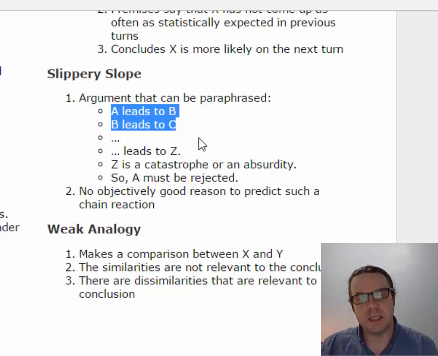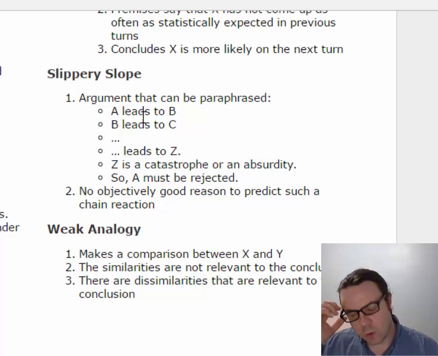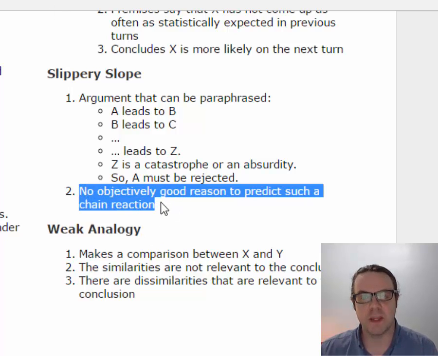So again, it can either be a catastrophic event where we're saying these links on the chain are events that will happen, which will lead to this catastrophe, or it could be a logical absurdity, meaning that if we accept conclusion A, we get conclusion B, we get conclusion C, and then we get the final conclusion, which is an absurdity. And what makes it a fallacy is that there's no objectively good reason to predict this chain reaction. The only thing that's appealed to is a kind of similarity between the links on the chain.